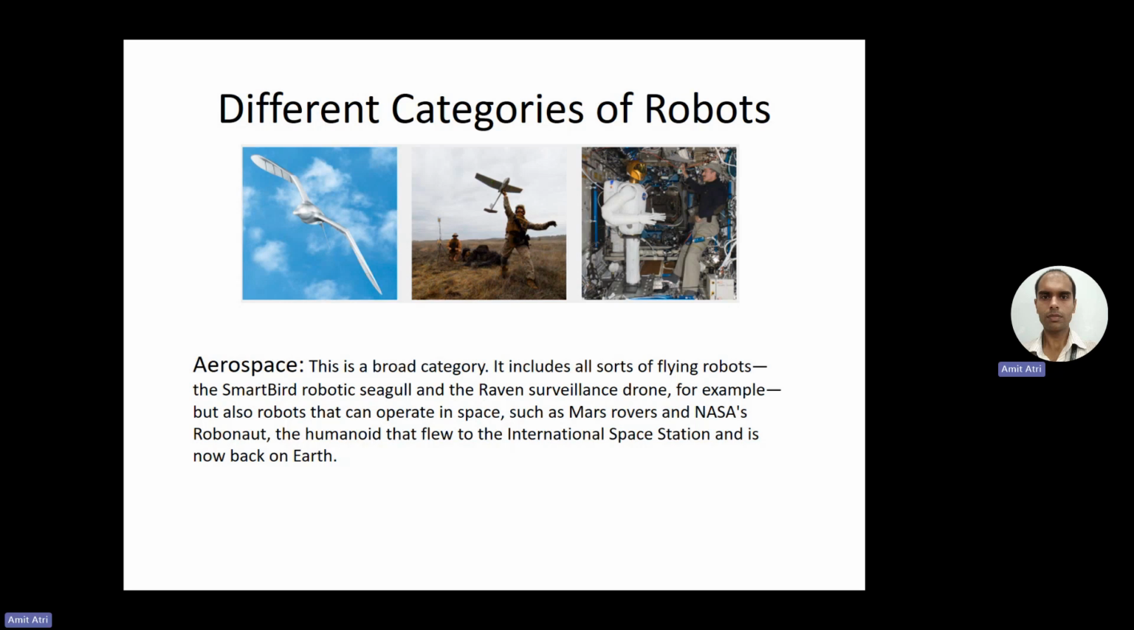Another one is the Raven surveillance drone. Another application under the same category is in space. So these robots can operate in space, like the Mars rover, then NASA's Robonaut, that is the humanoid robot that flew to the International Space Station and is now back on Earth.